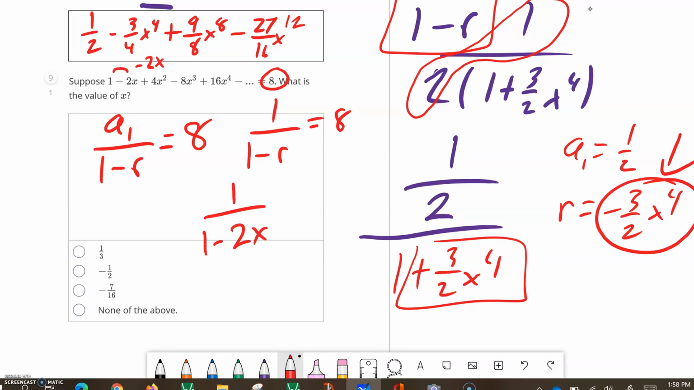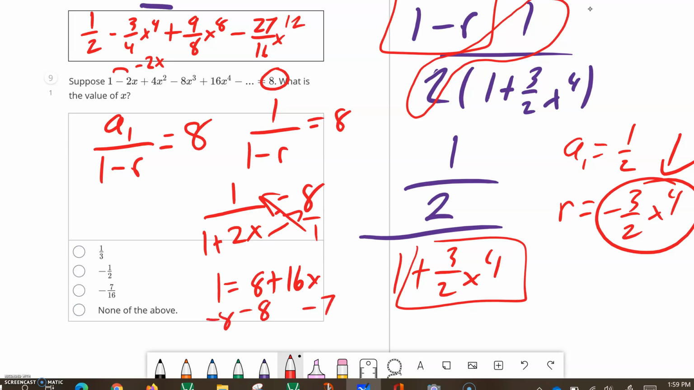Or, right, let me do that. So this would become, that's negative, so that's positive, because you're subtracting negative. So now you're just solving this. So cross multiply, this would be 1 equal to 8 plus 16x. Solve for x. And then you'll get -7 equal to 16x. Divide by 16, divide by 16. And there's your answer right there.